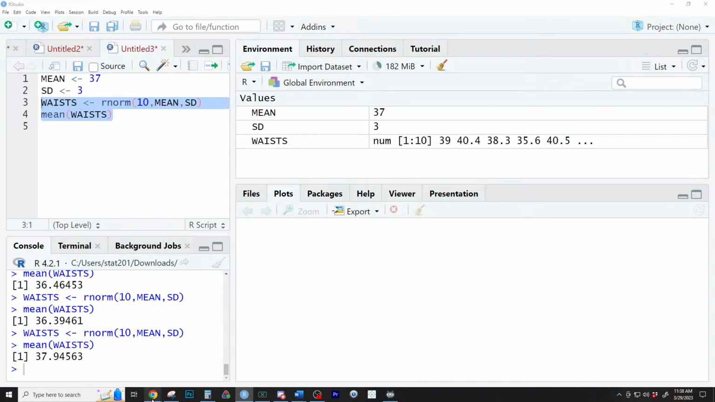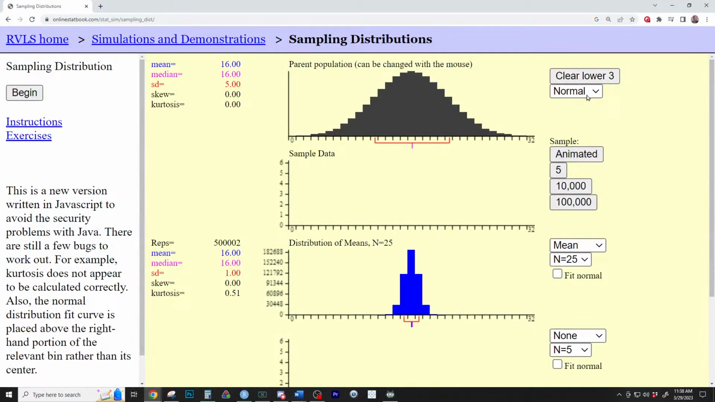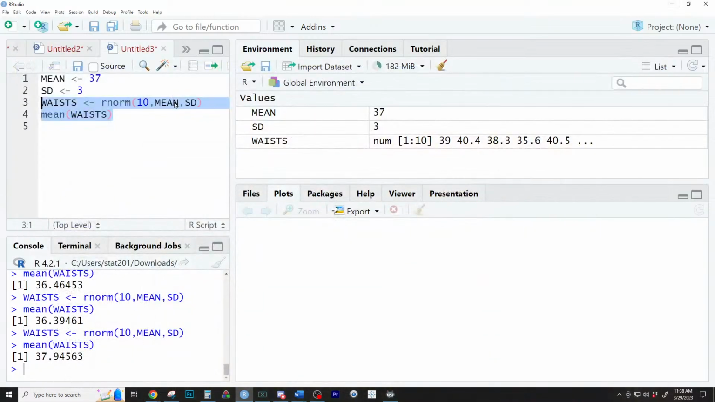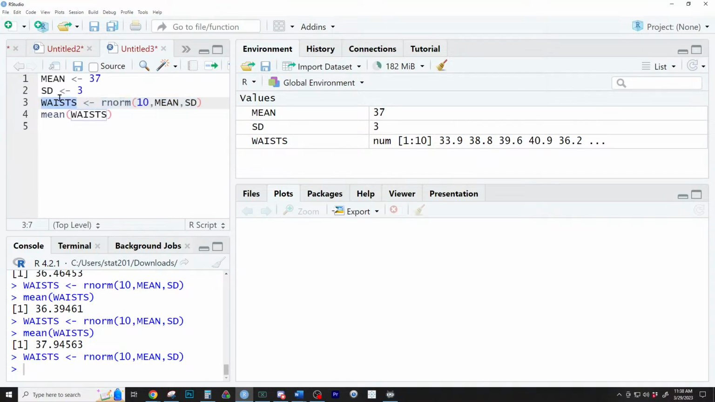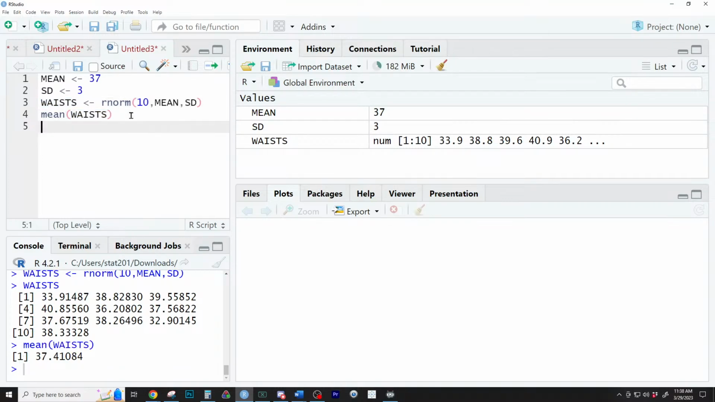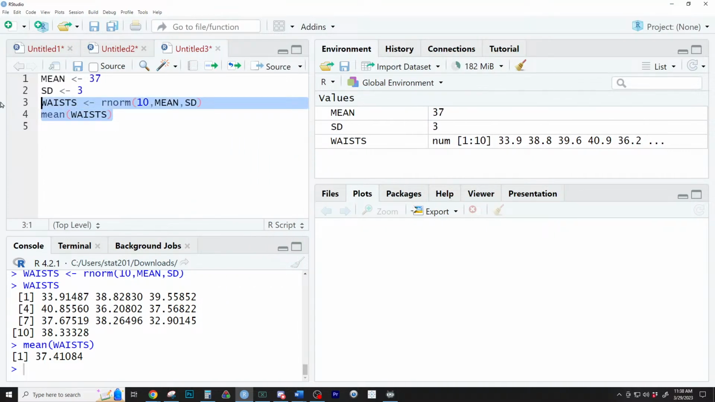And this is what you're seeing in the applet right here when we draw 10 random men, and then we find the mean of them. So these are the 10 random men we're drawing, and there's the mean. So this is the drawing of 10 random men and measuring their waists. There's their waist size of 10 random men, and here's the mean of the 10 random men. Now what happens is we repeatedly do this process.